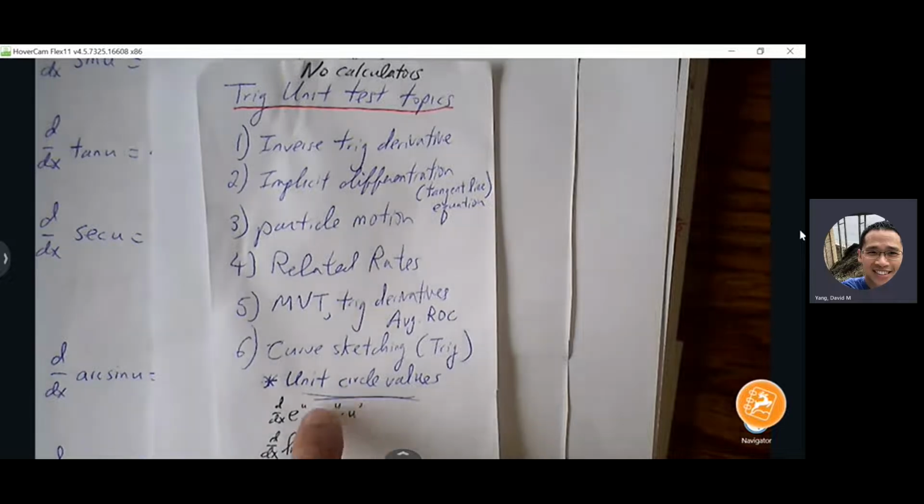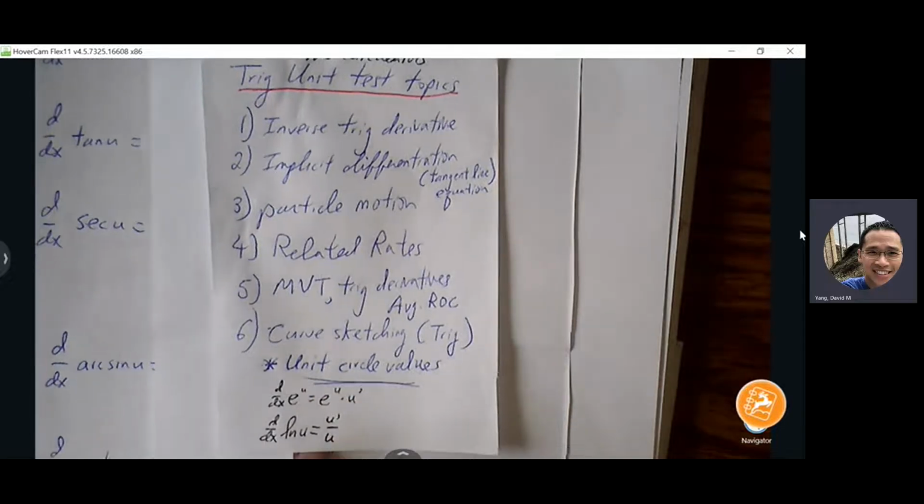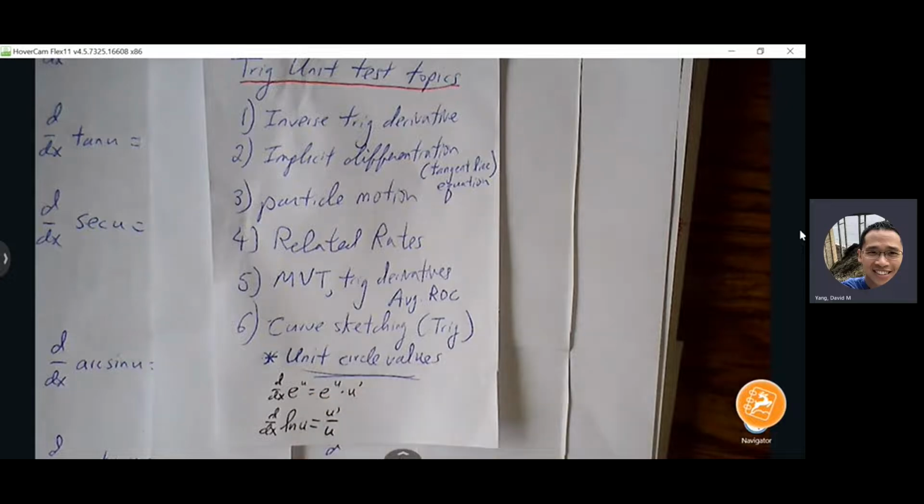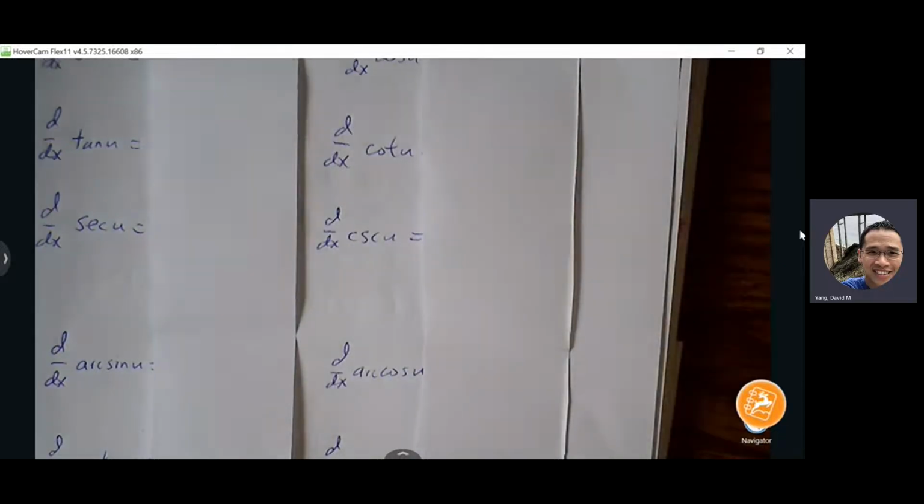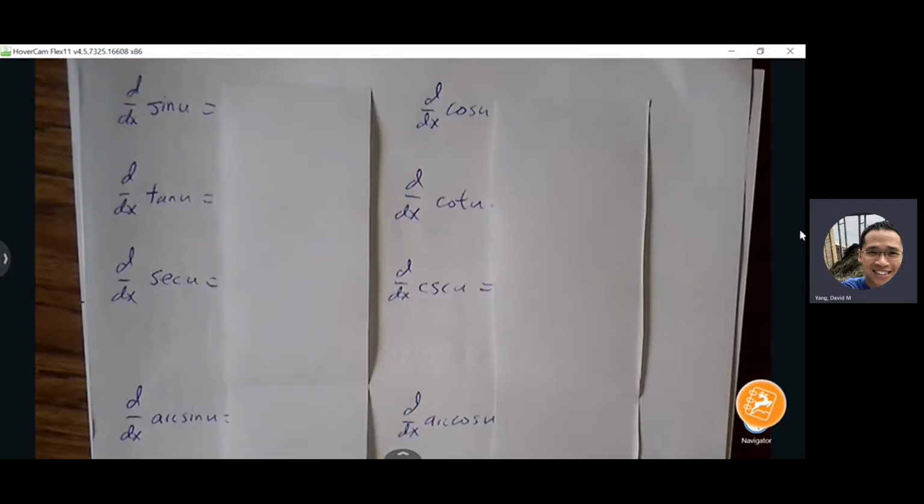Make sure that we know our unit circle values. Make sure that we know our big derivative rules, e to the u and natural log of u. So I want to start off by having us practice our derivative rules again. If you get out a sheet of paper, let's practice our 6 original trig derivative rules, and then we'll practice our arc trig rules. And then I also want you to make sure that you can still recall e to the u and natural log of u. Those are the big ones. Go ahead and jot those down for practice purposes.